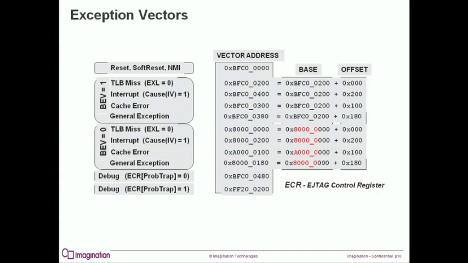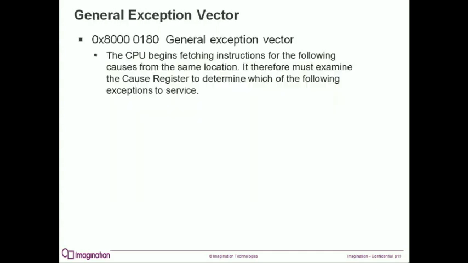Last, there are special vectors for use when the CPU is implemented with the EJTAG TAP controller. The address segments in red can be altered by use of the exception base register, EBase.